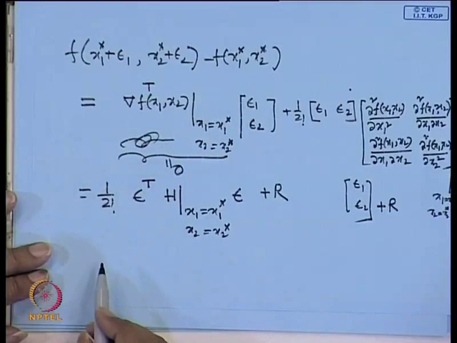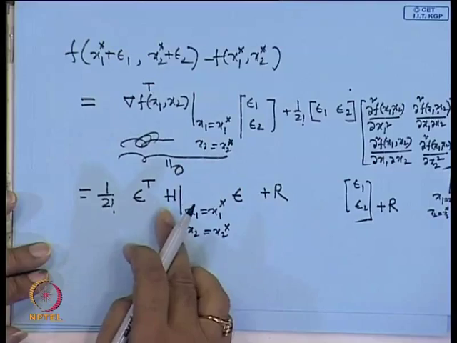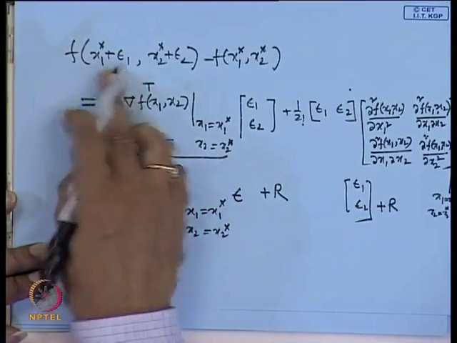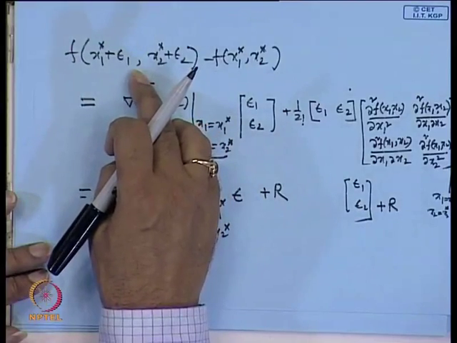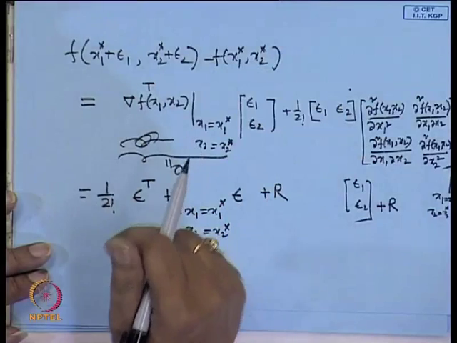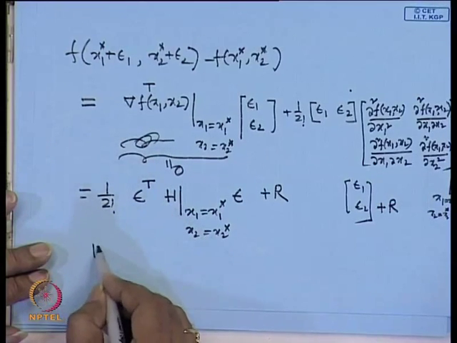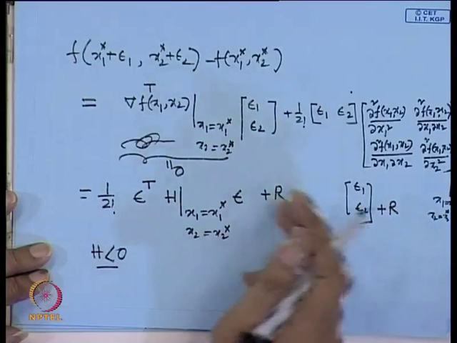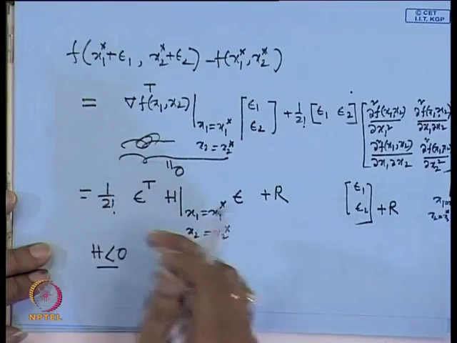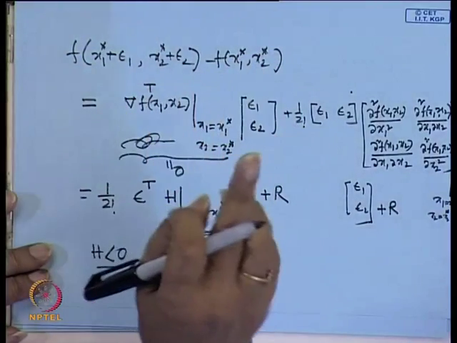So, I can easily now tell that this quantity will be positive provided H is a positive definite matrix, quadratic function. So, if it is positive definite, then what does it mean? If you give a perturbation from x 1 star and x 2 star, that quantity is positive, means we have obtained the local minimum. If this quantity is negative, when will it be negative? When H is a negative definite matrix. Then this quantity will be negative, and the contribution of r is negligible because epsilon 1, epsilon 2 are very close to x 1 star, x 2 star. So, the function difference is negative, means it has reached the local maximum.